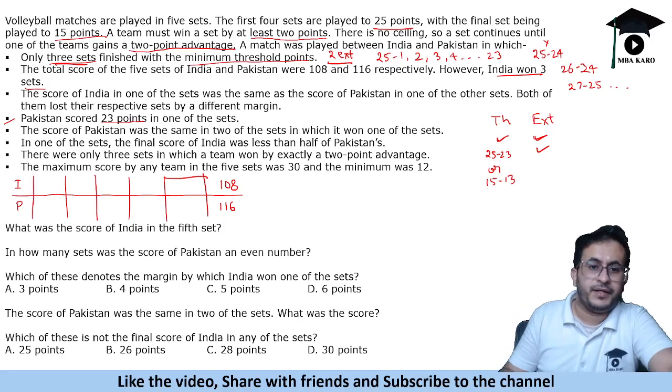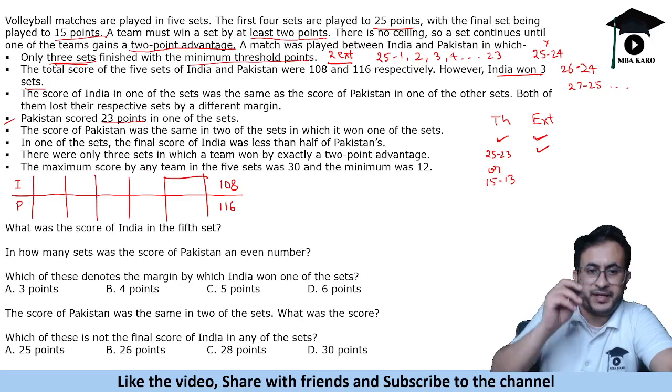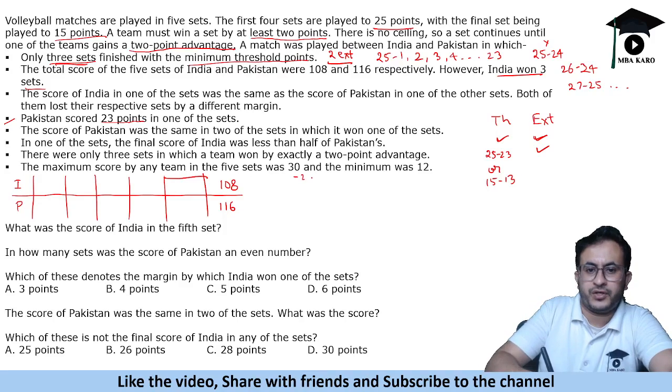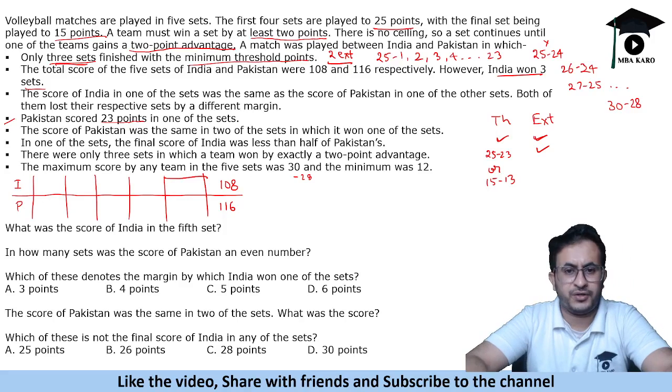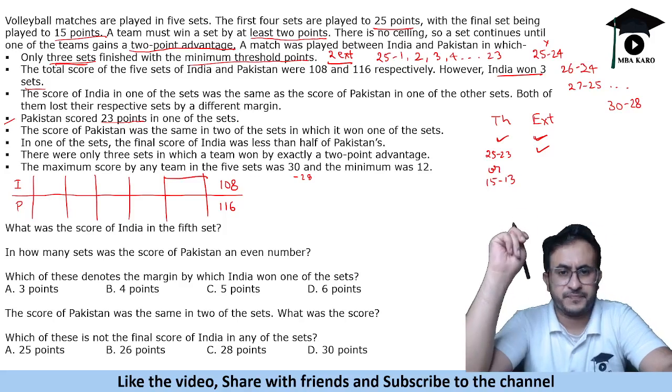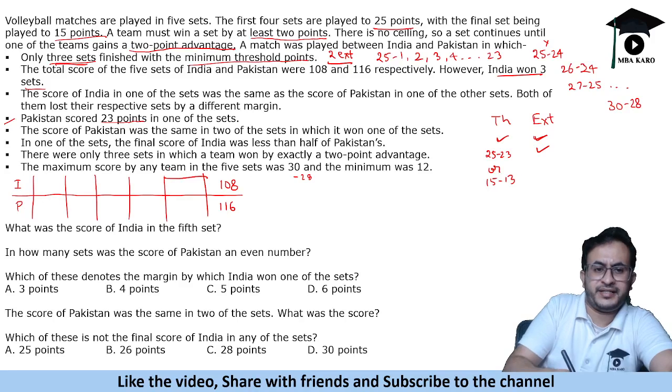Last, the maximum score by any team in the 5 sets was 30 and the minimum was 12, right? So if the maximum is 30, the score is 30-28. So one of the scores is 30-28. All right, so let us now start putting the values. Let us make a table and see what the score lines in those sets could be. We said that Pakistan scored 23 points in one of the sets. So either it is here or in some of the other normal sets. Let's make another table like India versus Pakistan.